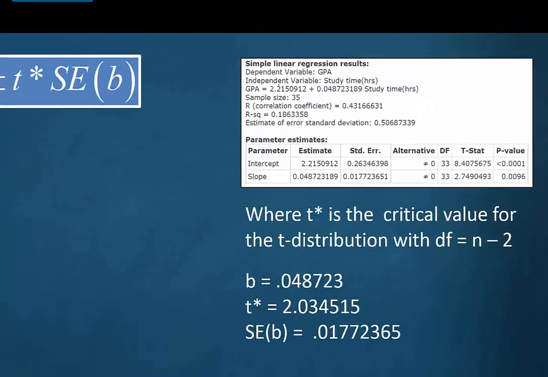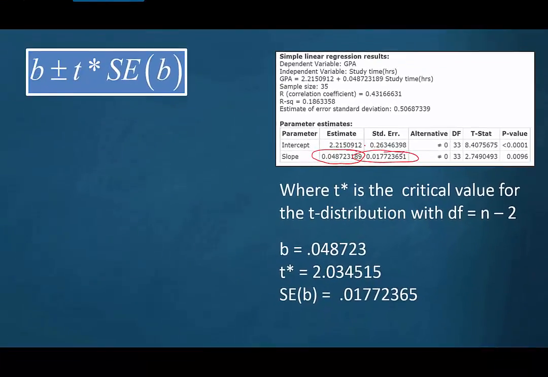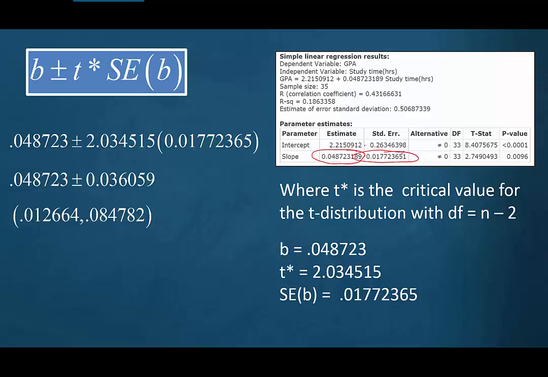So plugging this in, let's go ahead and label our points. The b is the slope, and we're given the slope here of about 0.048723. We're given the standard error of the slope. It's given in our table at 0.01772365. And we already found our critical value. So plug that into the formula. And I'm going to crunch out the part to the right of the plus or minus to get my margin of error. So it's 0.048723 plus or minus 0.036059. We can express this as an interval by adding and subtracting that margin of error. So our interval is going to be 0.012664, comma 0.084782.